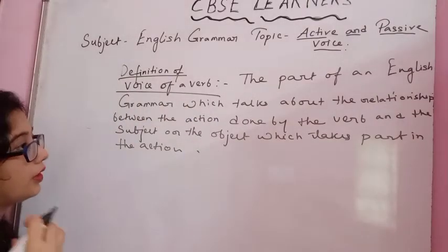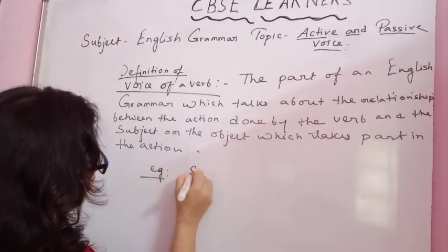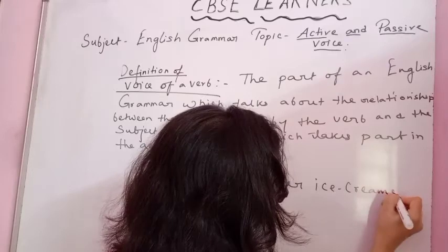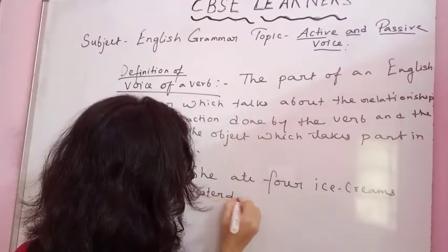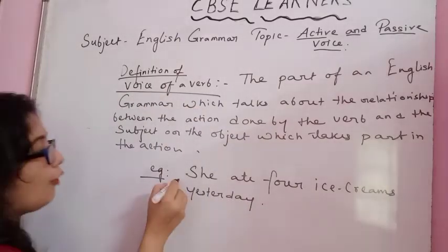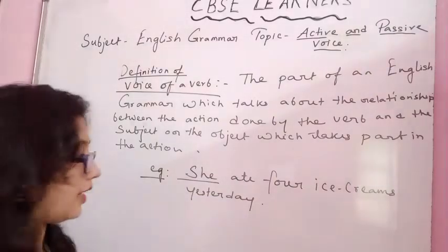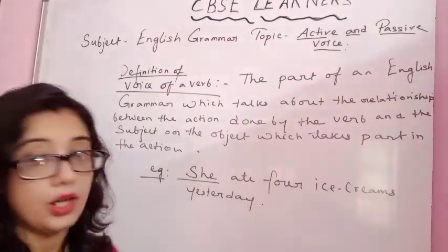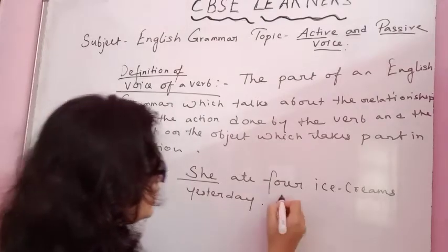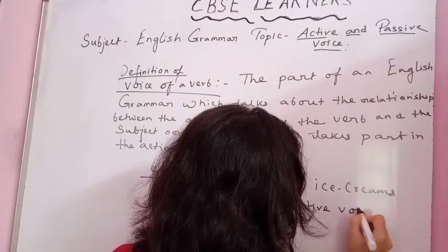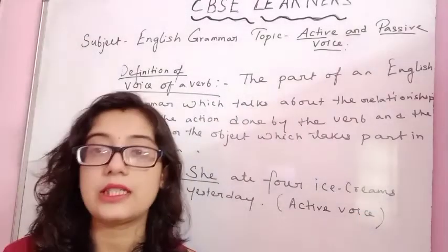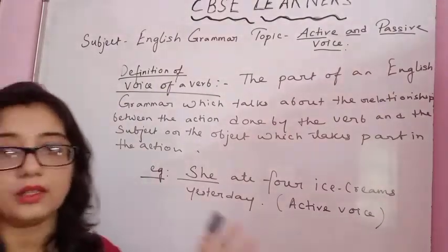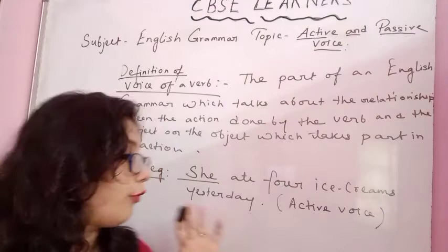Now, let's take one simple example: she ate 4 ice creams yesterday. Here we can see that the focus is on she, the subject. When the focus is on the subject, we call the voice to be in active voice. Why? Because in active voice, the focus should be on the subject who is performing the work, who is doing the work.